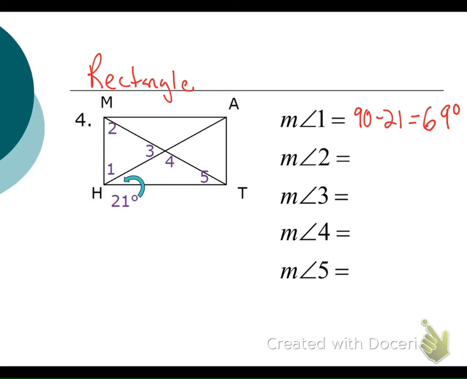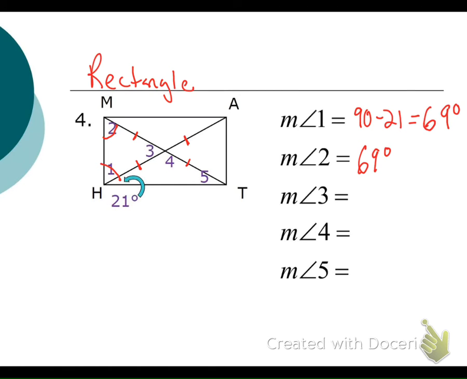And then we know it's angle 1, so angle 2 has to be? It's going to have to be the same, right? Because we know that these are going to be congruent. So that means that this angle and this angle are congruent. So this is also going to be 69 degrees.